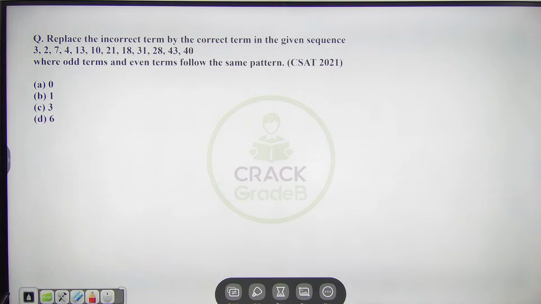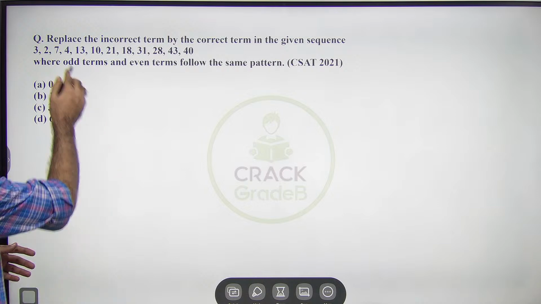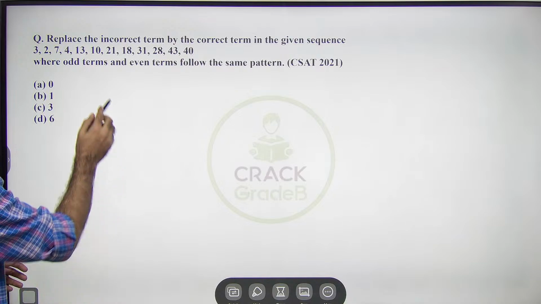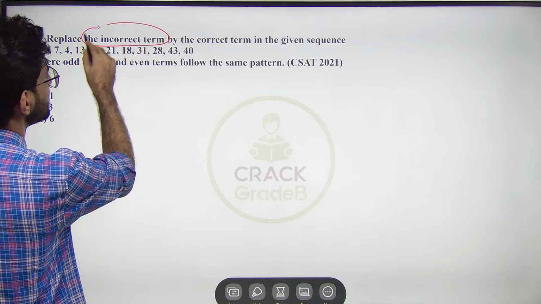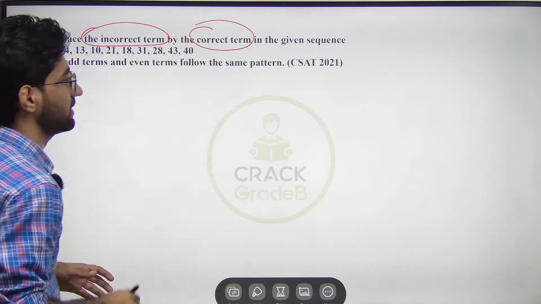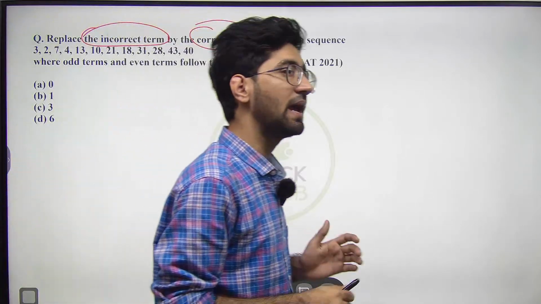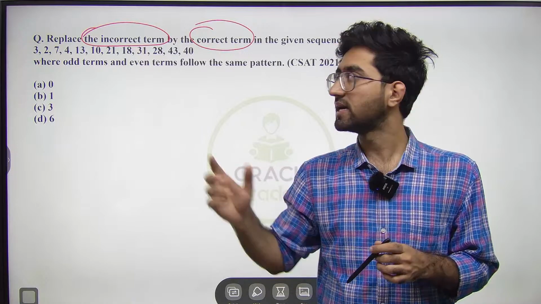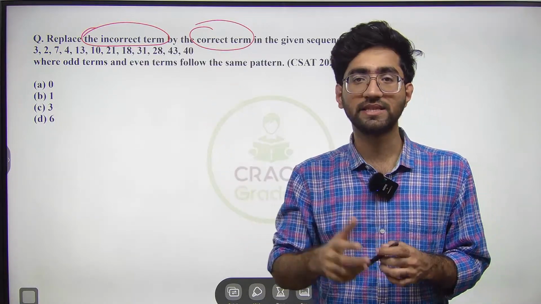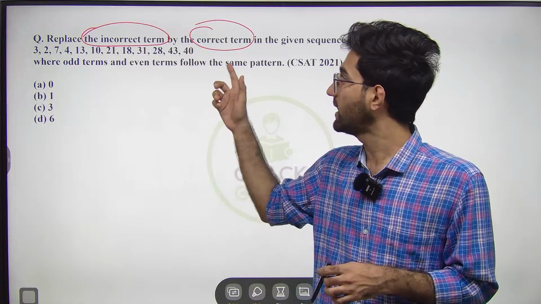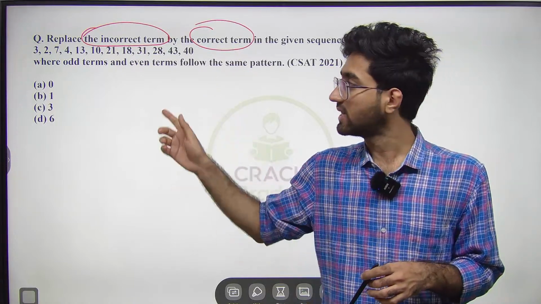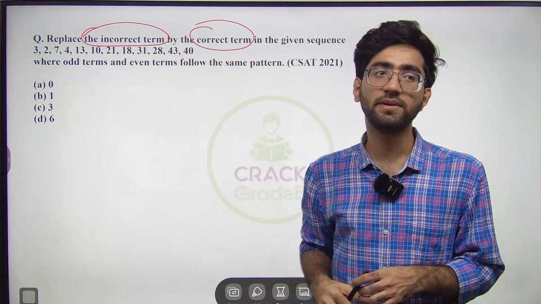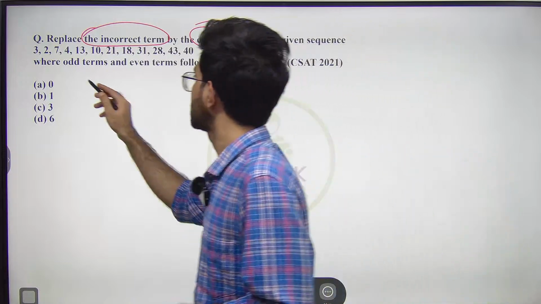Now let us look at this question. Replace the incorrect term by the correct term in the given sequence. See, this is the sequence, and we have to replace the incorrect term by the correct term. So basically, we will have to find the incorrect term initially, then we will have to replace that incorrect term by the correct term, and that correct term will be the answer.